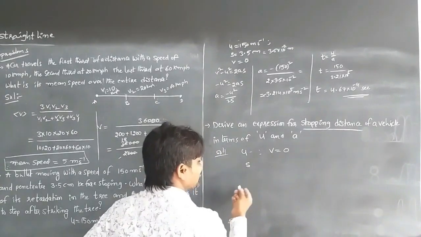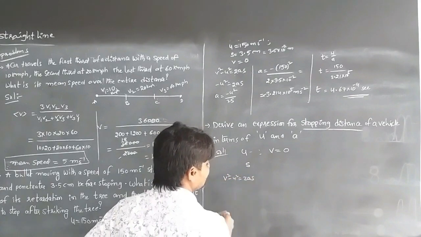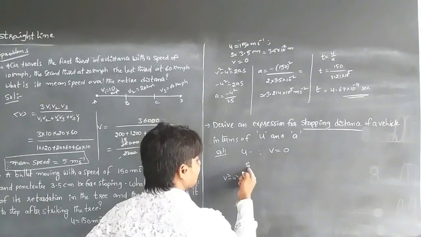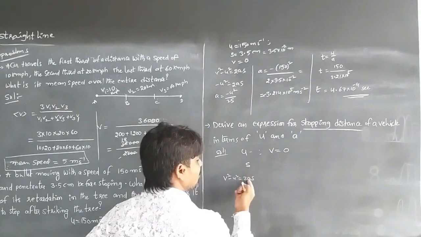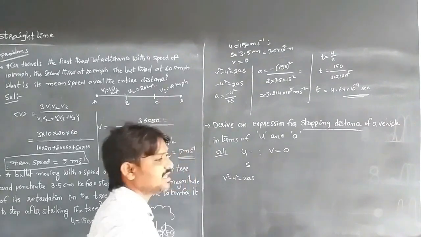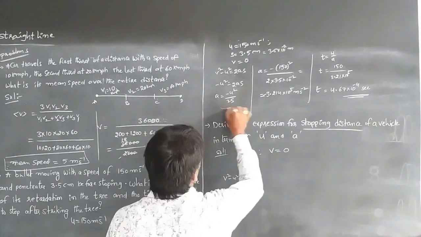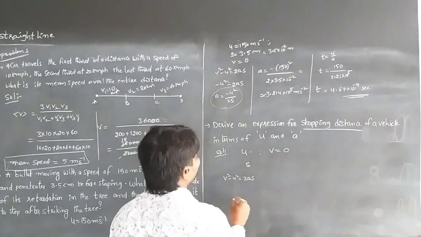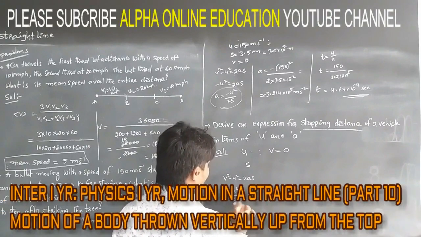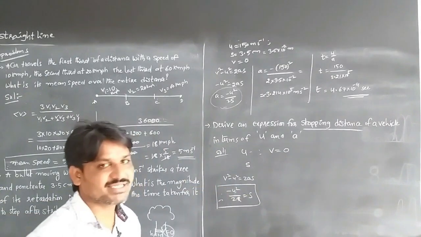From the relation v square minus u square is equal to 2as, we can write, with s is equal to s, a is equal to a and v is equal to 0, that 0 minus u square is equal to 2as. Here the negative symbol indicates retardation, which we already discussed. So s is equal to minus u square by 2a. This is the formula for stopping distance.